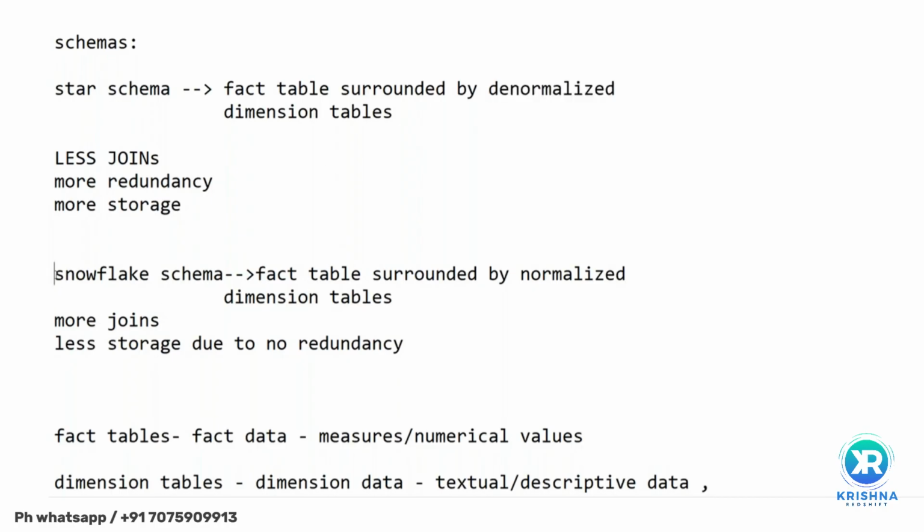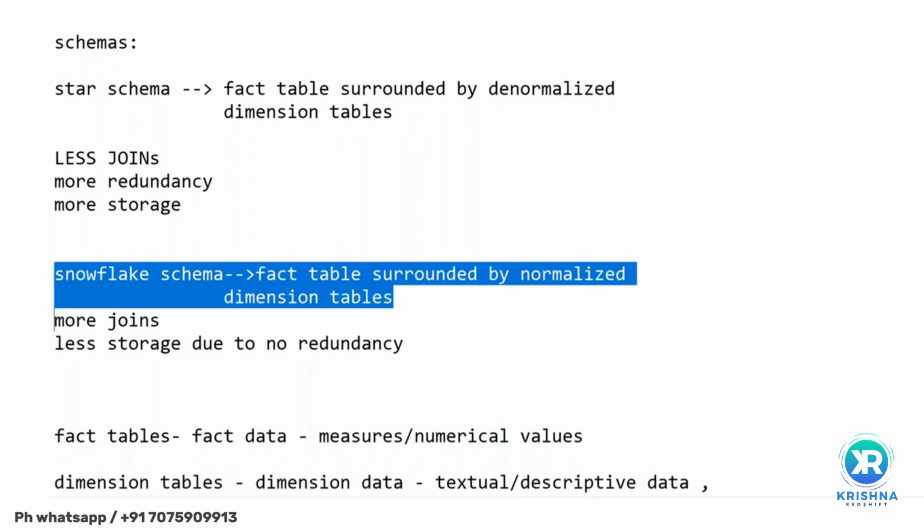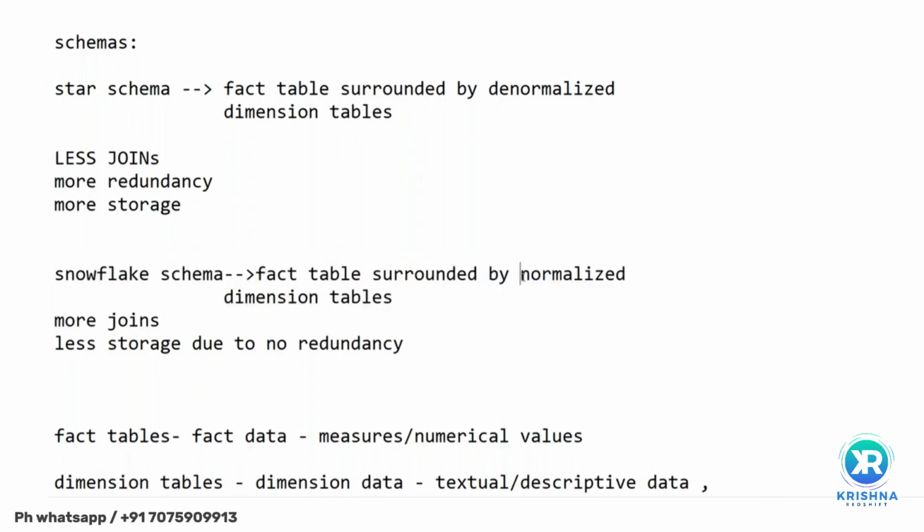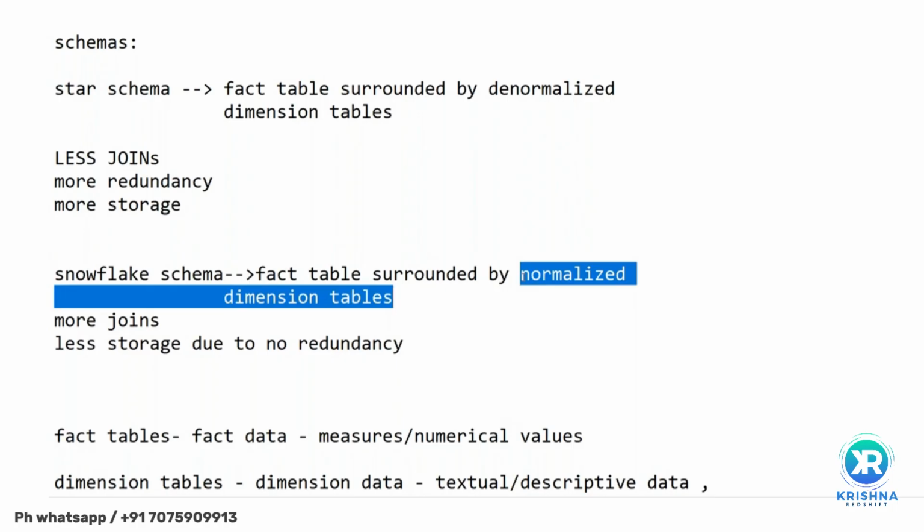Okay, then what is Snowflake schema? In Snowflake schema, a fact table is surrounded by normalized dimension tables. Normalized means dimension tables are further divided into two or more tables. Normalized means a table is further divided. Which table? The dimension table only. The dimension tables are further divided into smaller tables with fewer columns to avoid redundancy. That is called Snowflake schema. A fact table surrounded by normalized dimension tables is called Snowflake schema.